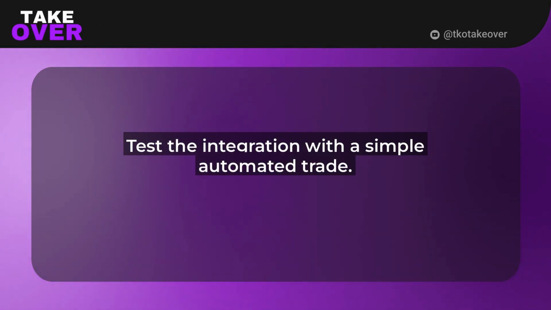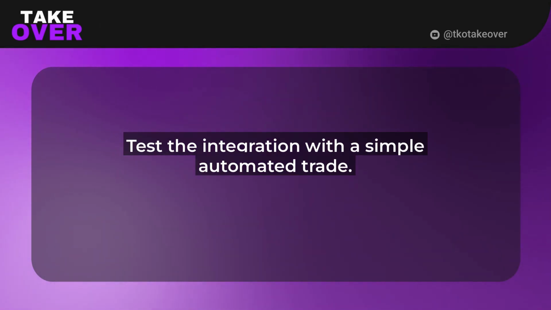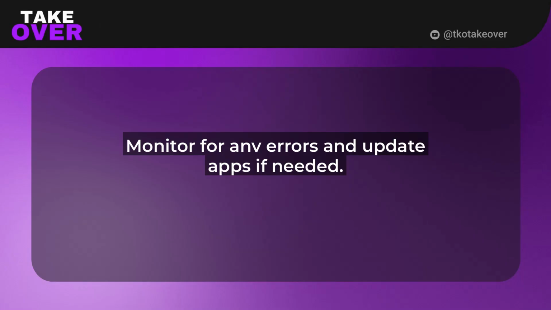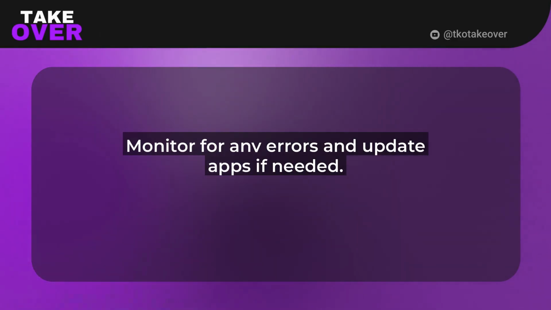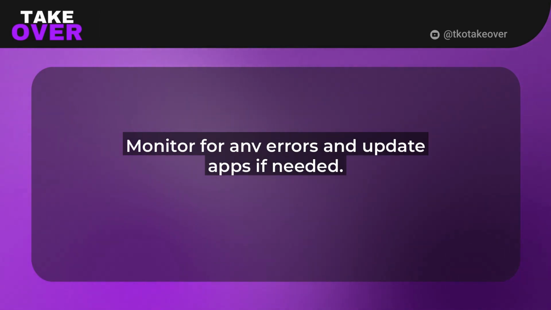Now, to make sure everything's working, test a simple automated trade. For example, set up Autopilot to buy a stock when it dips below a certain price. Monitor it closely at first to avoid any surprises. If you run into issues, like connection errors, check your API key or ensure your Robinhood app is updated to the latest version. There you have it.